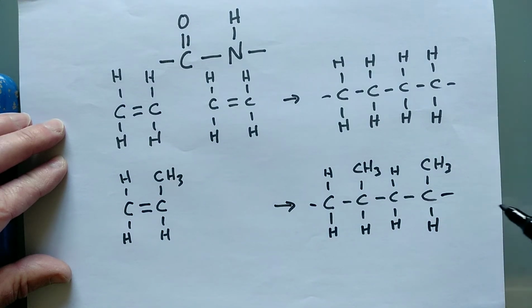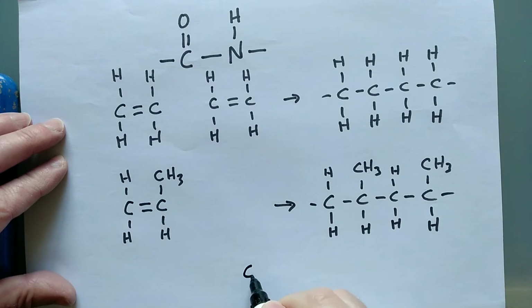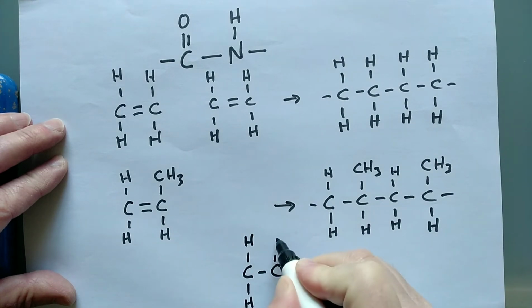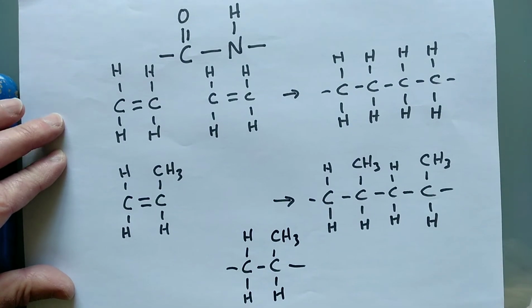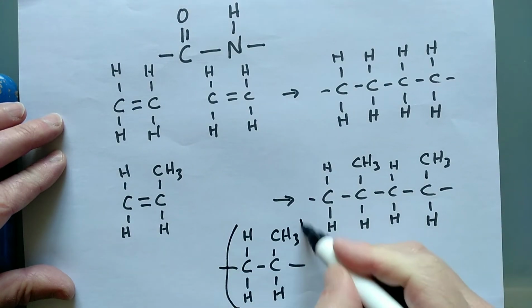Now, the question is, what is the repeating unit? What is the thing which repeats throughout the chain? And in this case, it's this, isn't it? You can see that it's two carbons, one with two hydrogens on it, one with a CH3 on it. Now, you have done this back at Key Stage 4 in your GCSE, and you were taught to write it basically like this.